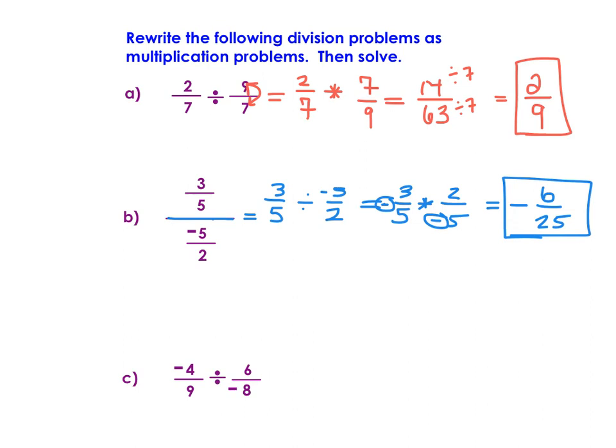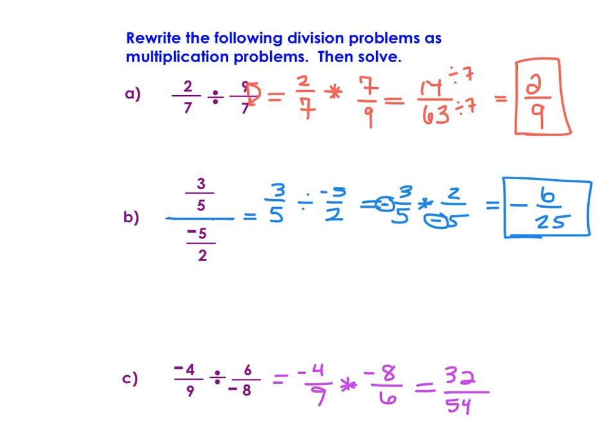And then finally, if I look down at this bottom one, again applying keep, switch, flip because it is division. I have -4/9. I switch to multiplication and I flip that second fraction to be -8/6. So keep, switch, flip. Then from here it's a negative times a negative, so I know my final answer is going to be a positive. The numerators multiply together to be 32. The denominators multiply together to be 54.